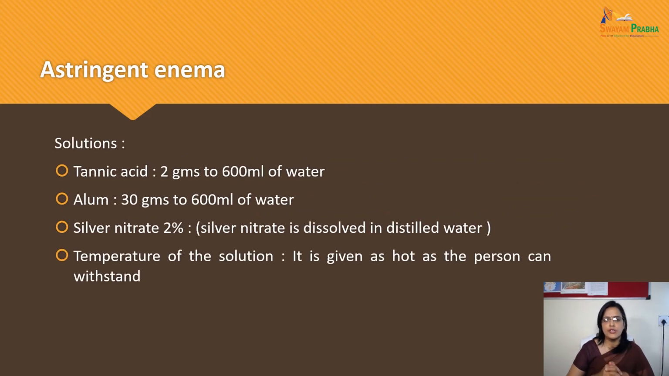Solutions which are used for astringent enema are tannic acid, 2 grams to 600 ml of water, alum, 30 grams to 600 ml of water, and silver nitrate 2% dissolved in water. The solution is given as hot as the person can withstand, in case of astringent enema.